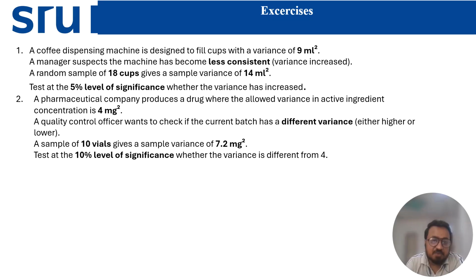These are some exercise questions. A coffee dispensing machine is designed to fill the cups with a variance of 9 milliliter square. A manager suspects the machine has become less consistent. A random sample of 18 cups gives a sample variance of 14 milliliter square. Test at the 5% level of significance whether the variance has increased. Another problem is also given to you.